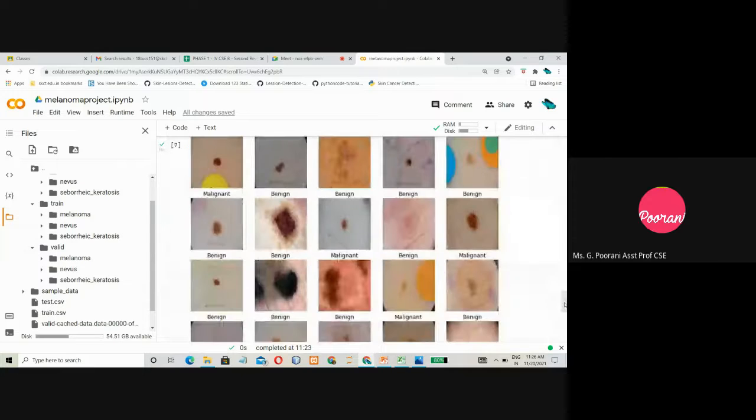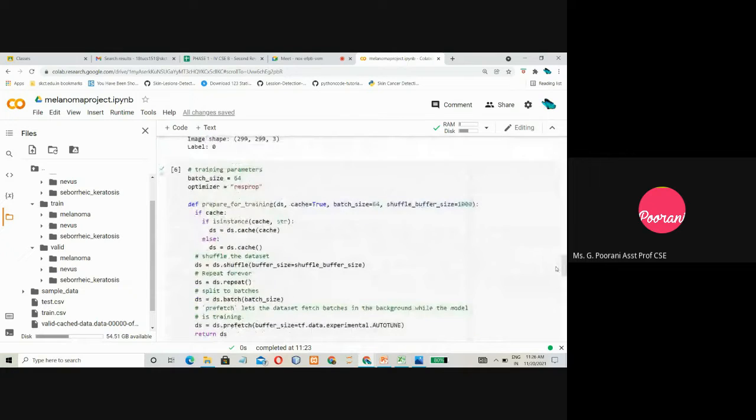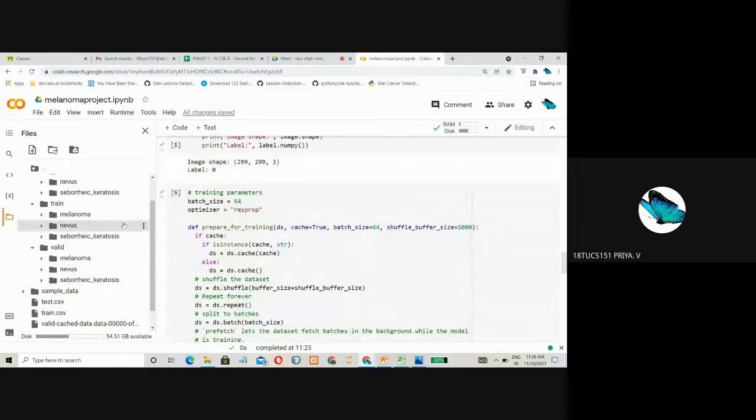How will you differentiate both? Yeah, ma'am. If benign, nevus and seborrheic keratosis are also present there. So if it comes under benign, 0 gets labeled, and melanoma gets labeled as 1.